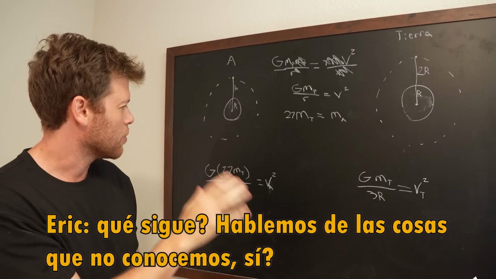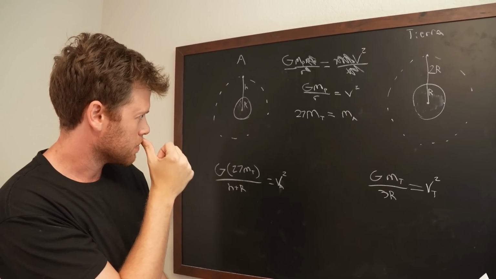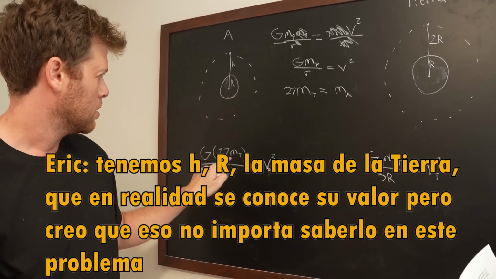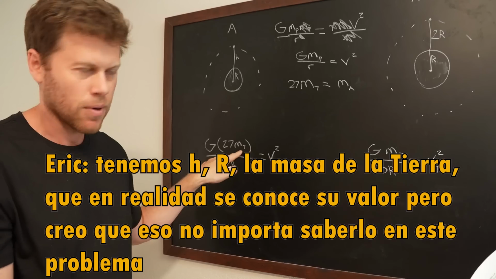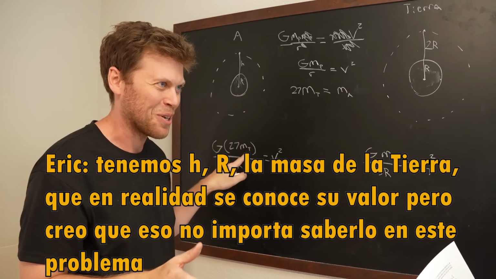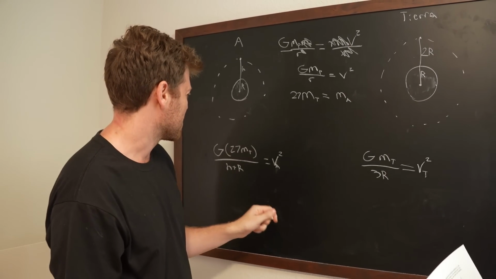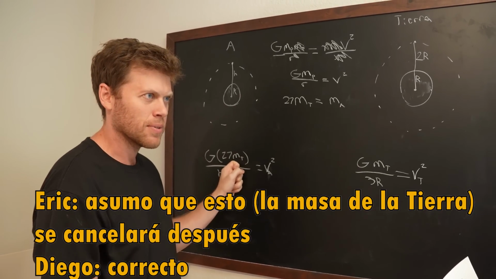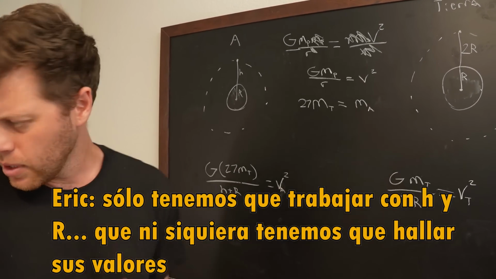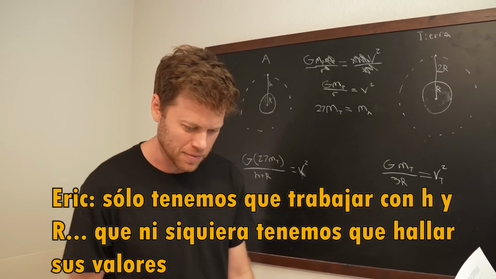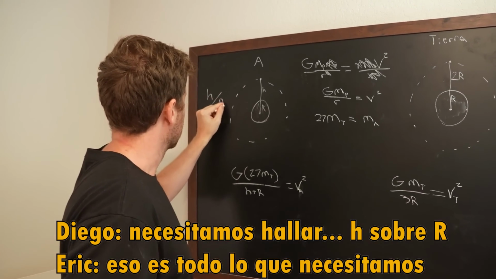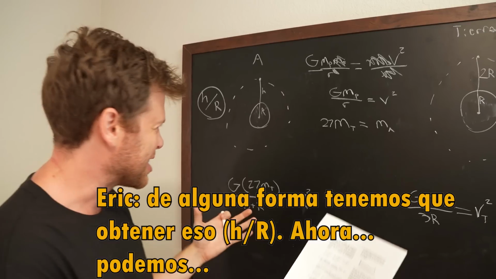So, what comes next? Let's just talk about the things we don't know, right? We have HR, mass of the Earth, which realistically we know what it is, but I don't think that is the way we're supposed to solve this problem at all. So I'm assuming this will cancel at some point. Right. And we just need to worry about this. And really, we don't even need to solve for each of these. We need H over R. That's all we need.